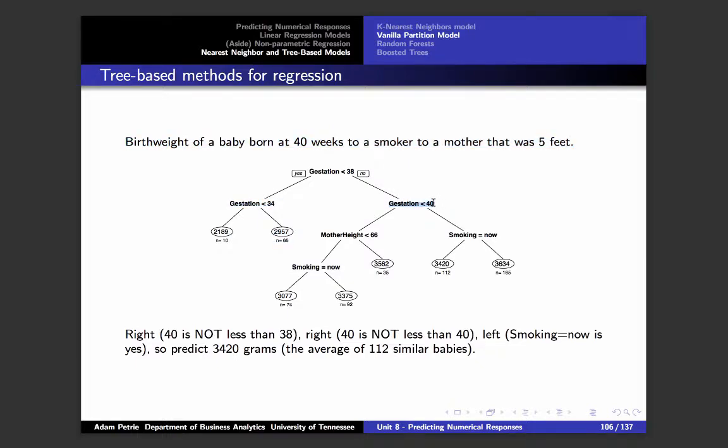Is gestation less than 40? Well, no, it's equal to 40 in this case. So we head off to the right once again. Is this mother a smoker? And in this case, the answer is yes. So we head off to the left. And what we find is that the vanilla partition model has placed this baby in a partition with 112 other babies from the training data. The average birth weight of those babies was 3,420 grams. And so that's what's going to be our predicted value.